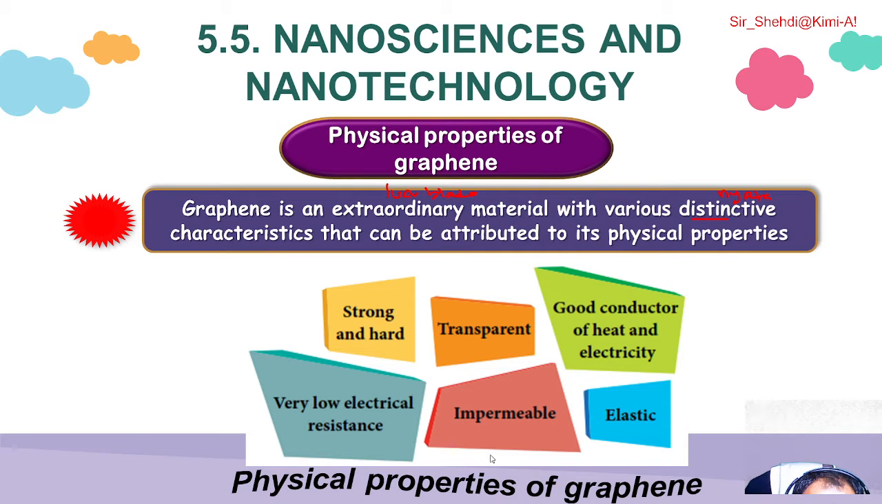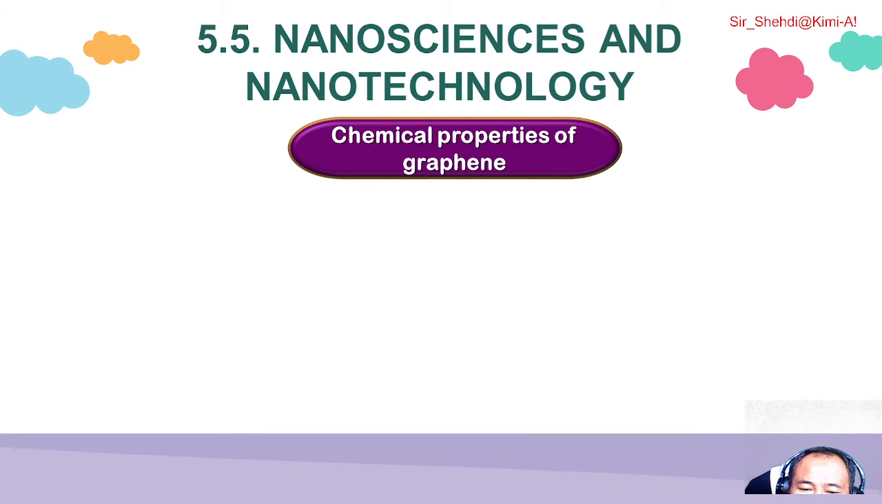Impermeable is cannot be penetrated. Okay, so the definition of impermeable is cannot be penetrated, tidak dapat ditembusi. That's the six physical properties of graphene.